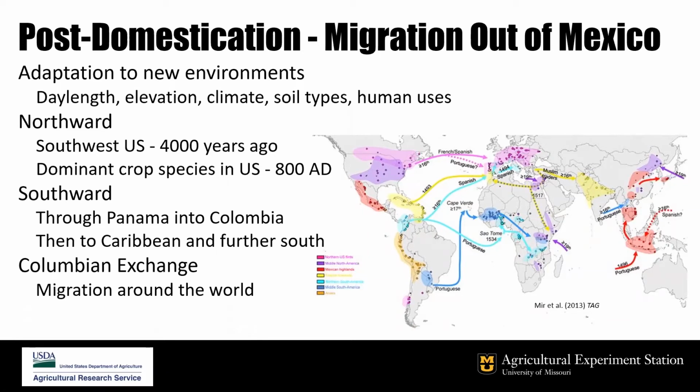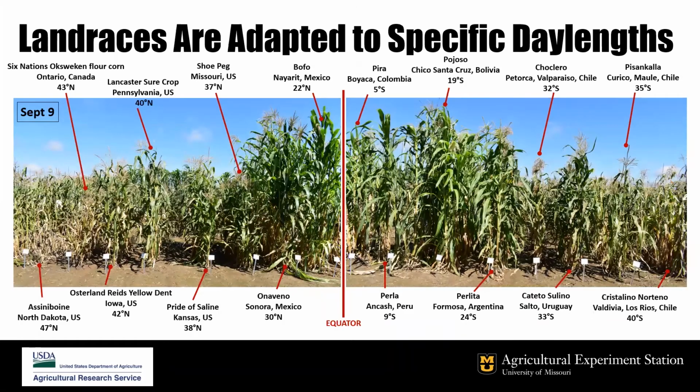So as I mentioned, Teosinte was adapted to a very specific day length, and the same thing is true for land races, these adapted populations. Here we have a sample of a number of land races that are found from across the Americas, ranging from North Dakota on the far left, all the way down to the southern part of Chile on the right. And you can see that for each land race, I'm showing you where it originated, the name of the land race, and the latitudinal degree.